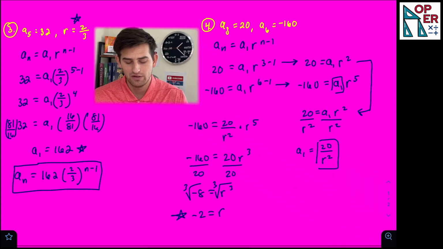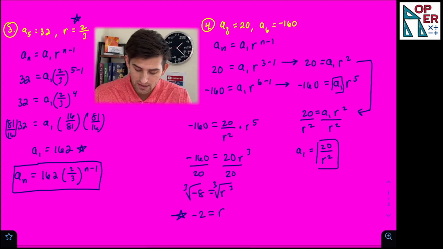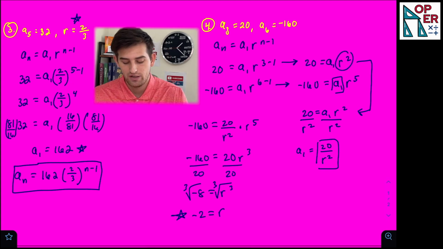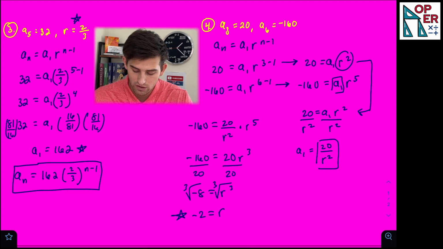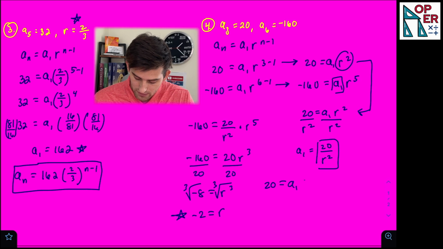Well, now that we know our common ratio, we can plug it into either one of our original equations. Let's just plug it into r squared up here for 20 is equal to a sub 1 times r squared. So now we have 20 is equal to a sub 1 times negative 2 squared. So negative 2 squared would be 4. And now let's divide both sides by 4. So now we figured out that our first term is 5.